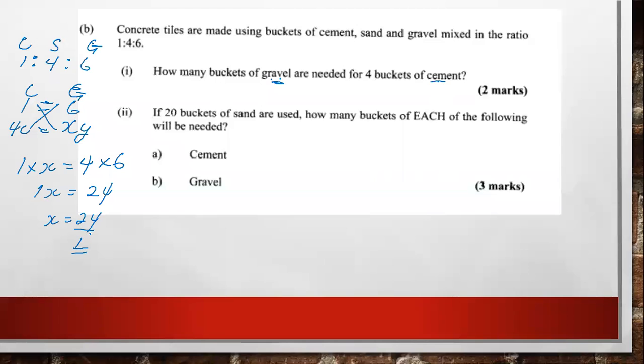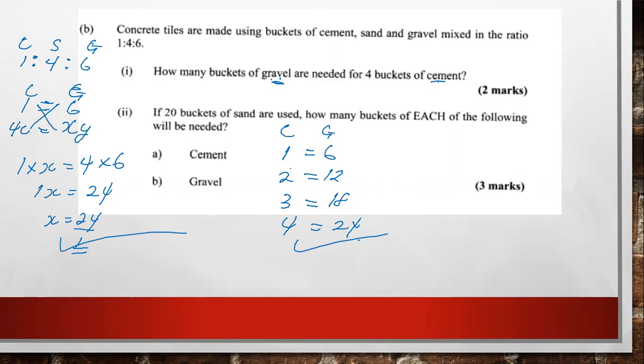If you don't want to do it this way, you can also do it this way here. 1 cement will give me 6. If I have 2 cements, how many will I get? Cement and gravel, 1 will give me 6. If I have two cements, how many will I get? 12. If I have 3 buckets, how many will I get? 18. And if I have 4, how many do I get? 24.